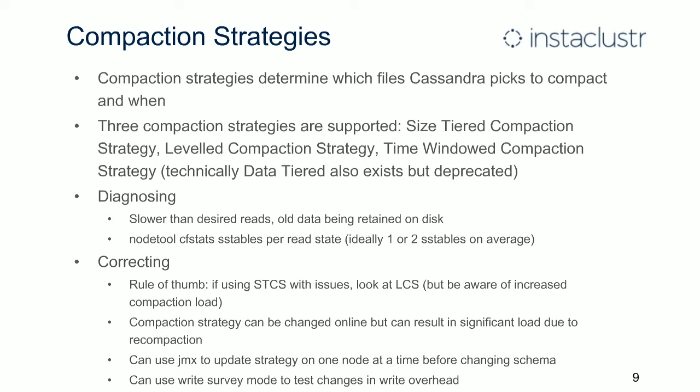There is also a thing in Cassandra called write survey mode, which you can use to test changes in the write overhead as a result of changing compaction strategy. So write survey mode allows you to add a node in the cluster which receives writes but doesn't get involved in reads or quorum calculations at all. So basically it won't affect the cluster if it has problems. And so you can put that into your cluster, change the compaction strategy using JMX, and measure what the actual additional overhead is from changing your compaction strategy.